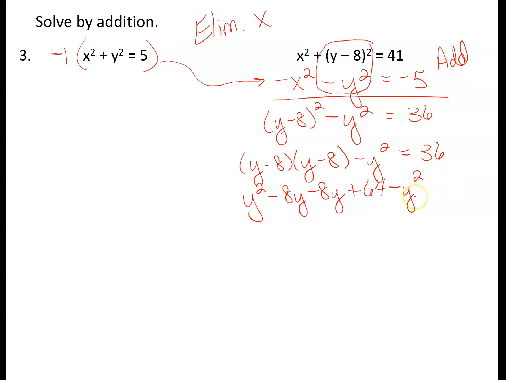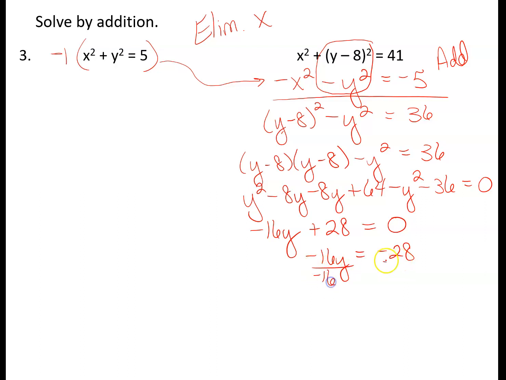And if we want to go and set it equal to 0, you could go ahead and subtract 36. And then combine all the like terms. So y squared minus y squared is 0. Negative 8y and negative 8y would be negative 16y. And 64 minus 36 is a positive 28. So it actually ended up linear because the y squareds canceled. So just solve the linear equation. We want to isolate the y, so we're going to subtract 28 and divide by negative 16.